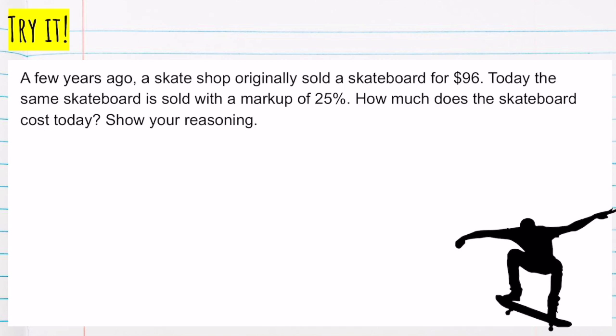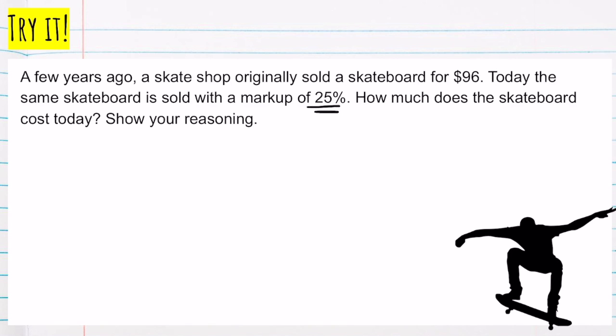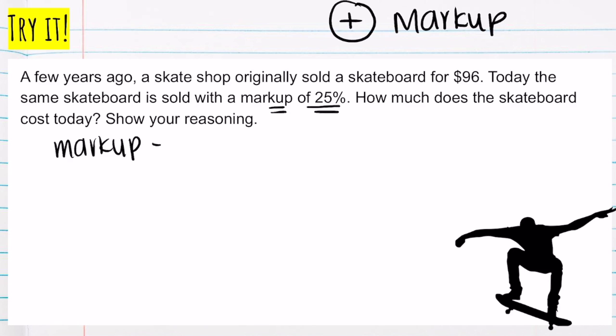So in your try it problem, you were given the problem that a few years ago, a skate shop originally sold a skateboard for $96. Today, the same skateboard is sold with a markup of 25%. So when you see the markup, we know we're going to add to the cost. The question is, how much money does a skateboard cost today? Show your reasoning. So to figure out the markup, what we want to do is find out what is the increase. And to find the increase, we know it will be the cost times the rate, or the percent, or cost times the percent change.